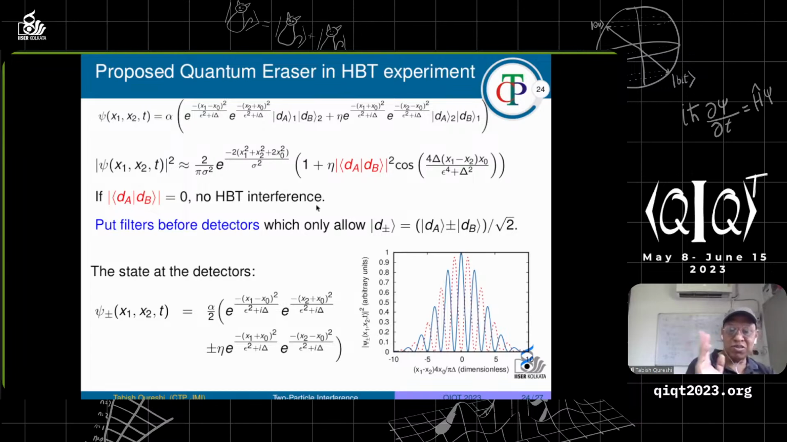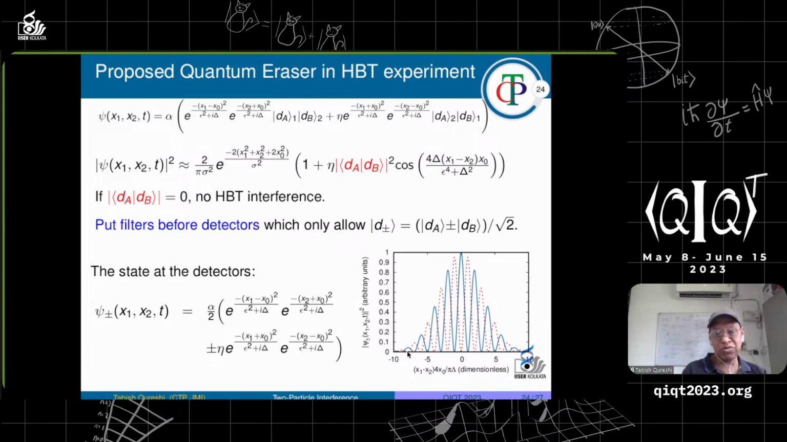So now you assume that you have this situation that dA and dB are completely orthogonal, but what you do is first put filters before these two detectors, and the filters are such that they will allow only photons with (dA plus dB) by √2. So both the detectors have these filters. They will allow only photons which have a polarization (dA plus dB) divided by √2. If you do that on this state, the state becomes this, and you can guess very easily from this state that this will show interference.